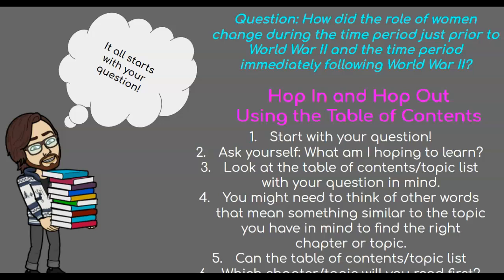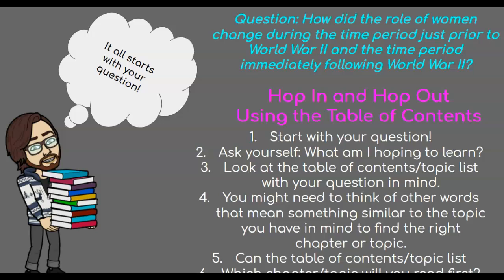So first you start with your question. In this example, I'm talking about the role of women in World War II. I'm asking myself, what am I hoping to learn here? Then you look at the table of contents with this question in mind, and here is the key. You may have to think of other words that mean similar things to the topic, okay?